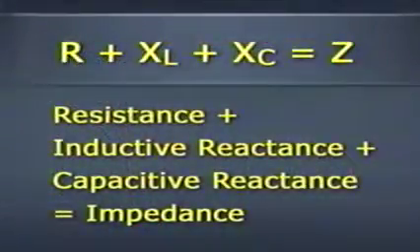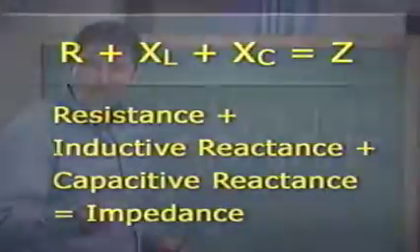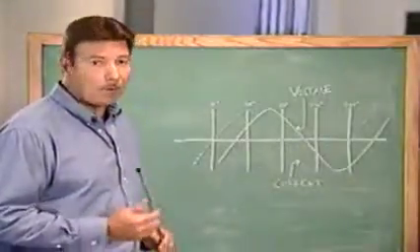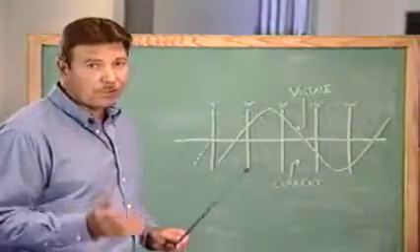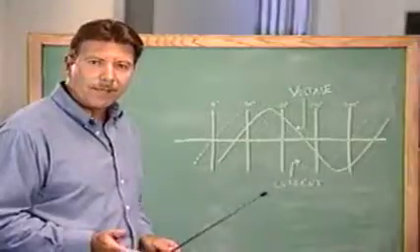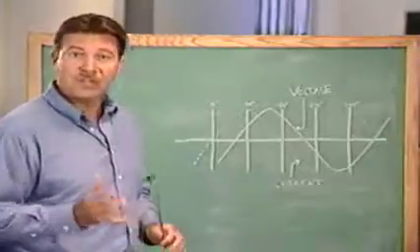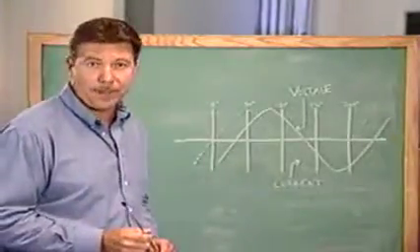The sum of the circuit resistance, inductive reactance, and the capacitive reactance is called the circuit impedance. Reactance has an effect on the power of the circuit because the voltage and current are not working together. The actual circuit power will be somewhat less than the calculated power.